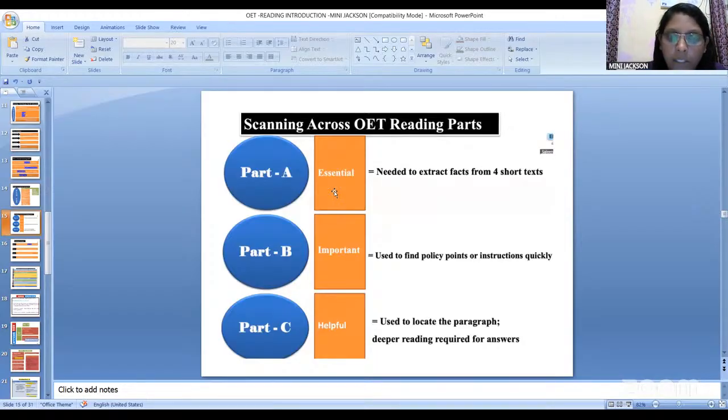The first paragraph will be the description. The second paragraph will be the clinical assessment. Then next will be the management and monitoring, like that. So we have to understand that in Part A, it is extracting facts from what is given. Then in Part B, it is used to find policy points or instructions quickly. Then Part C is helpful to locate the paragraph or the deeper reading required for the answer. For each type, that means Part A, Part B, and Part C, we have a different method, and we are going to use each method differently.